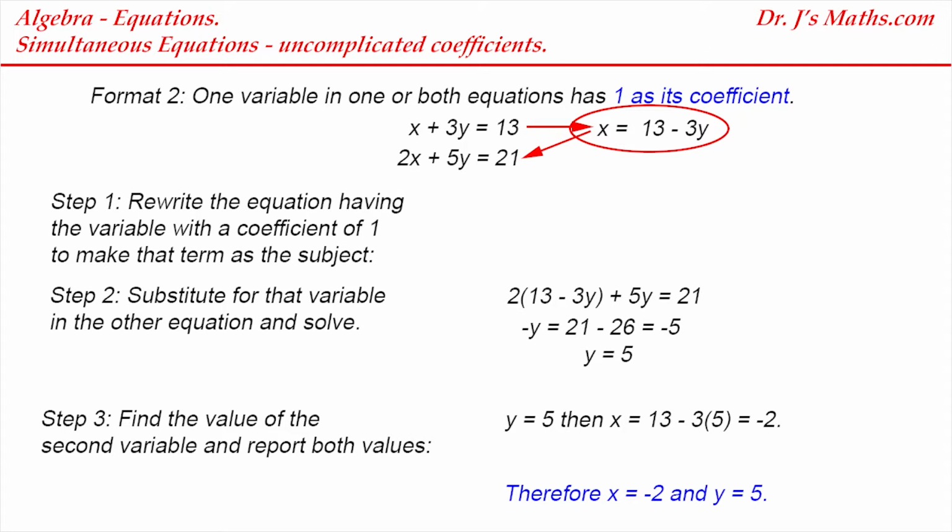Nice and straightforward. These are good and probably represent about 60-70% of the questions that you're going to do. So always look for that coefficient of 1.